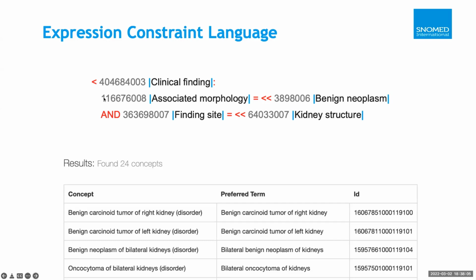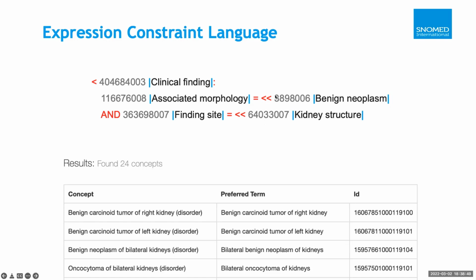So what this expression constraint does is to find all the descendants of a clinical finding with an associated morphology that is equal to benign neoplasm or any subtypes of benign neoplasm, and having a finding site of kidney structure or any type of kidney structure. So this is how we would express a query using the expression constraint language. I ran this yesterday on the February 2022 international release, and we find that we have 24 concepts matching these criteria.